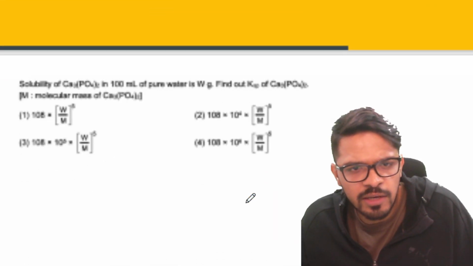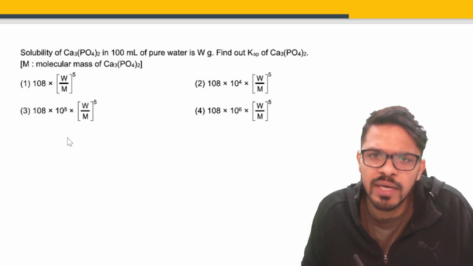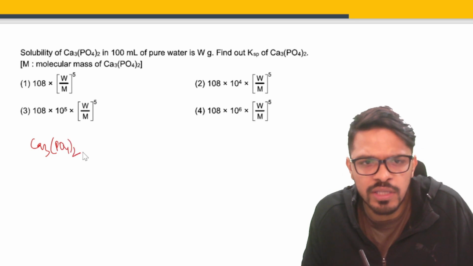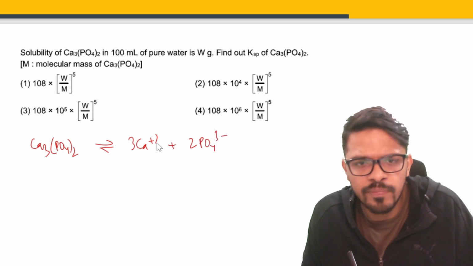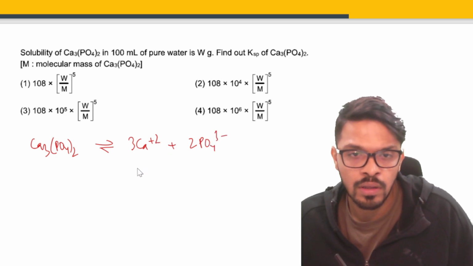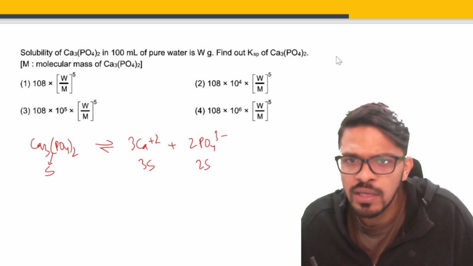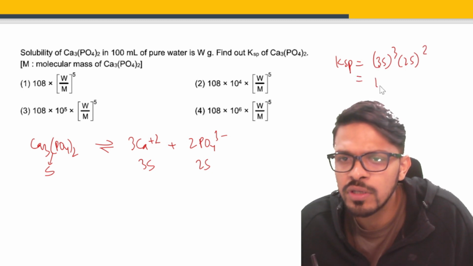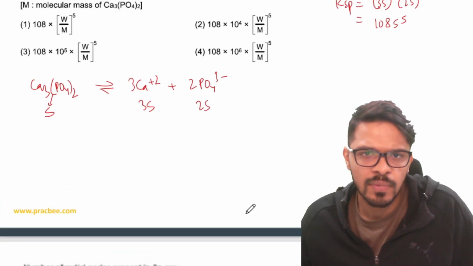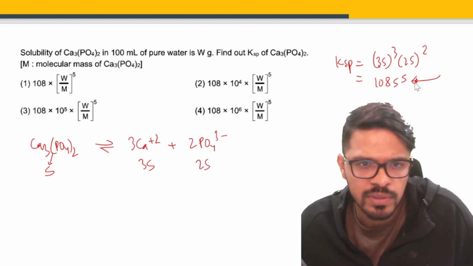Next we are starting physical chemistry. The first question is on solubility. They are asking about the Ksp of Ca3(PO4)2. It will dissociate to 3Ca2+ and 2PO4 3-. If the solubility is S, this would be 3S and this would be 2S. The value of Ksp would be (3S)^3 times (2S)^2. 3 to the power 3 is 27 into 4 is 108, S to the power 5. So Ksp in terms of S, which is molar solubility, is given to us.